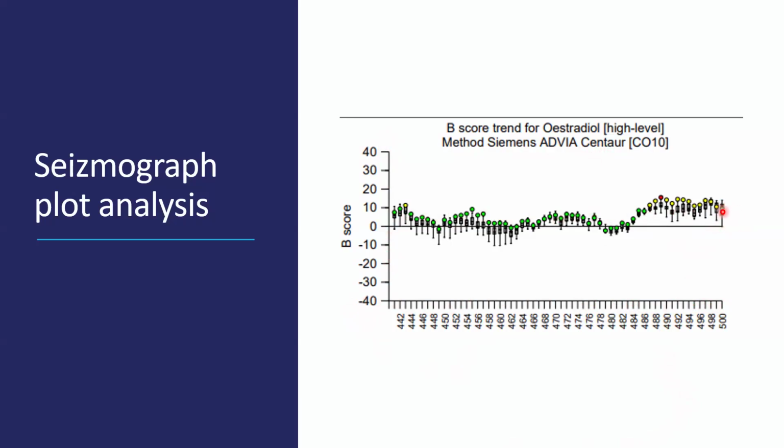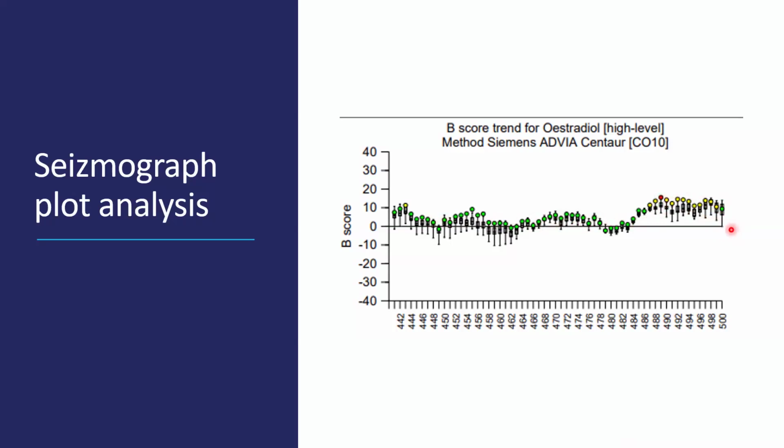So the box comprises the 50% of the data from the 25th to the 75th centile, and the bar represents the median. The whiskers show the 5th and the 95th centile for the B-score, and the individual B-score for our lab is shown by the colored points. So it shows the level of bias, whether it's acceptable, borderline, or unacceptable.